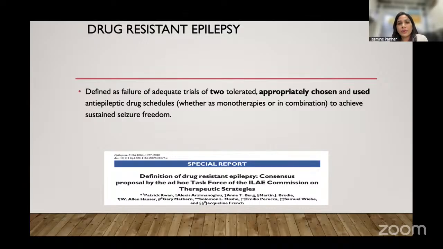Or then my doctor added clobazam to me. I still continue to have seizures, and the seizure frequency might have decreased, but I have not attained sustained seizure freedom. So even from 10 seizures in a year, now I have 3 seizures in a year, then also I am drug resistant. So now, before my doctor adds the third anti-seizure medicine, the best decision that he should take for me is to refer me to an expert where pre-surgical monitoring and pre-surgical evaluation can be done, and I can be considered for epilepsy surgery.